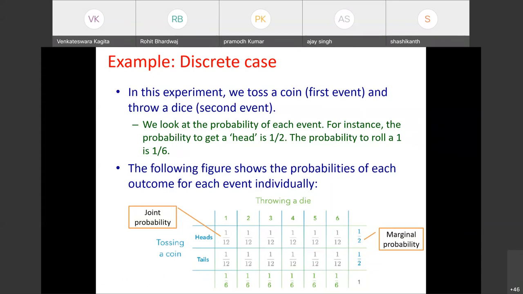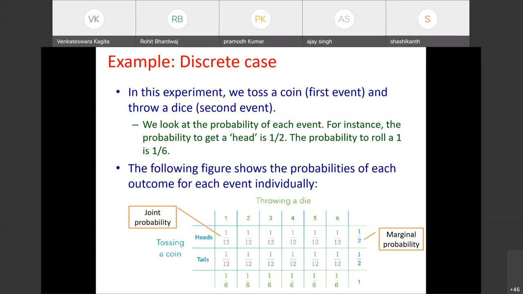If you see this probability distribution table, we have the two events: the coin taking heads and the dice taking value 1. The intersection of the two events has probability 1 by 12.